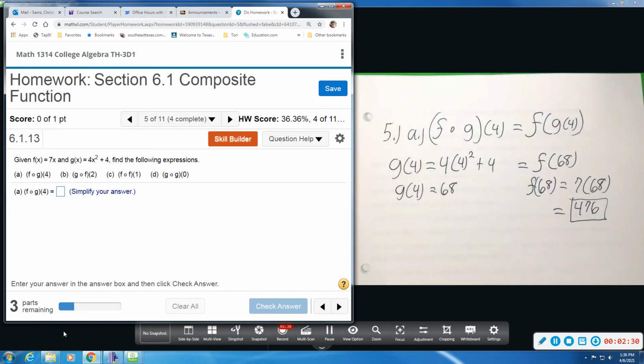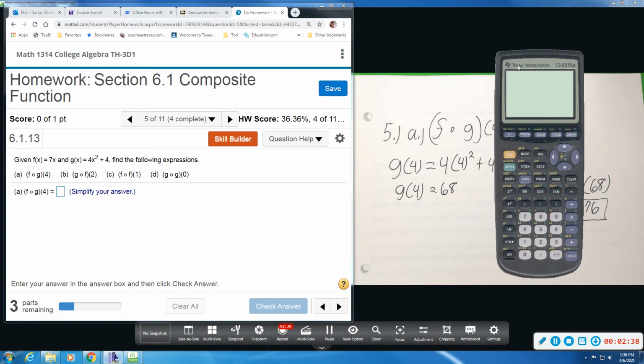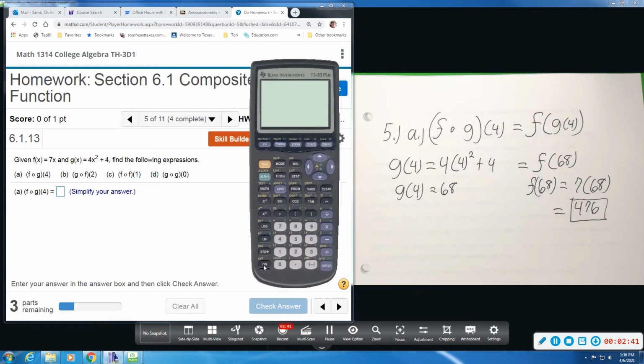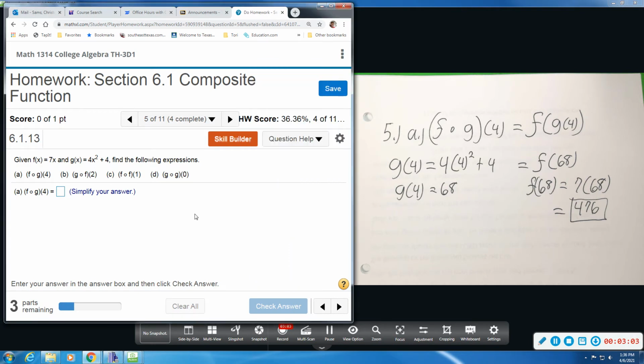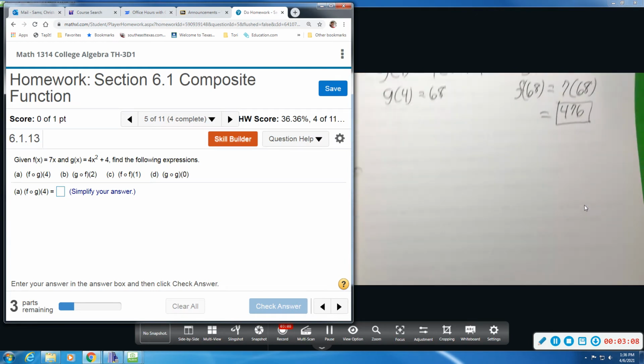Now, this can also be done in your calculator, which I will begin the process of and then I will show you at the end once we have all of our answers. So I'm going to go to y equals, and I'm going to type Y1 to be the first equation, which is 7x, and then I'm going to go to Y2 and type the second equation, which is 4x squared plus 4. And so we'll hold off there. We'll come back and verify all of these at the end.